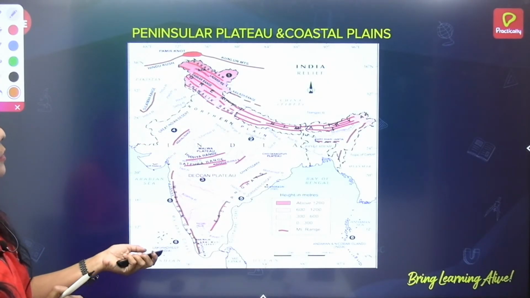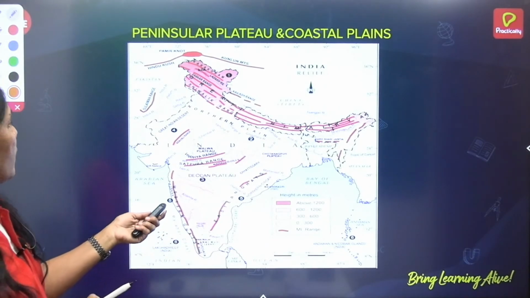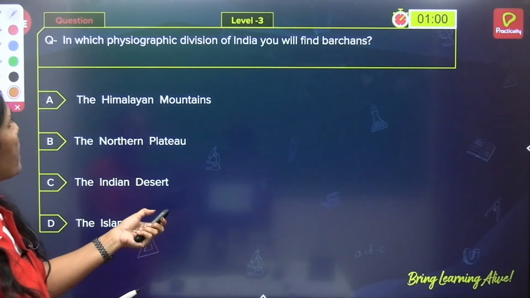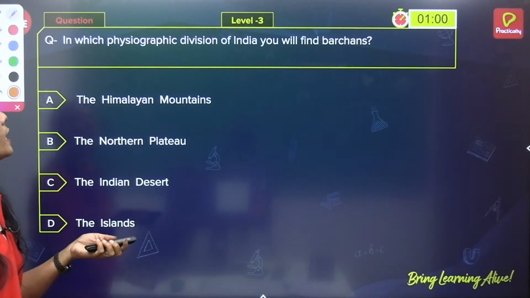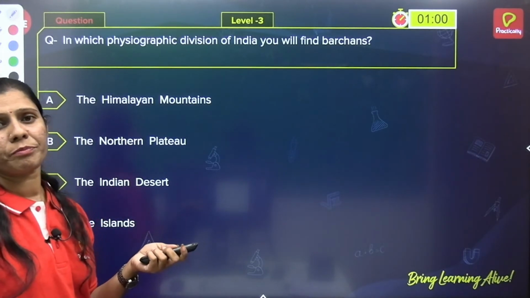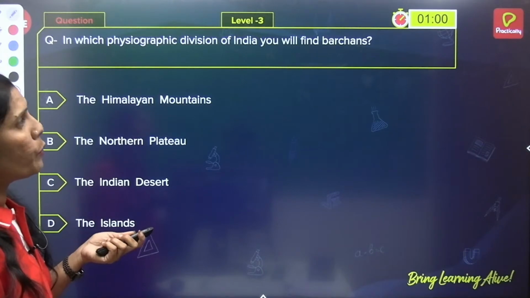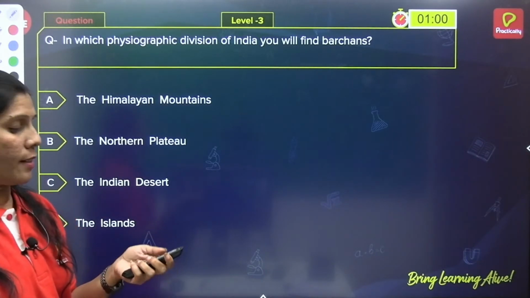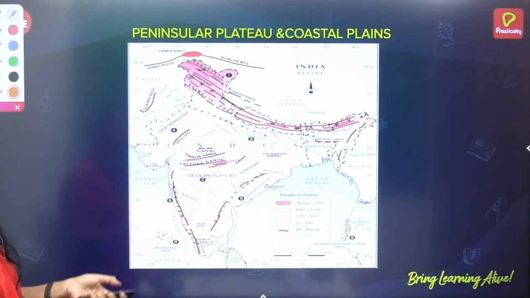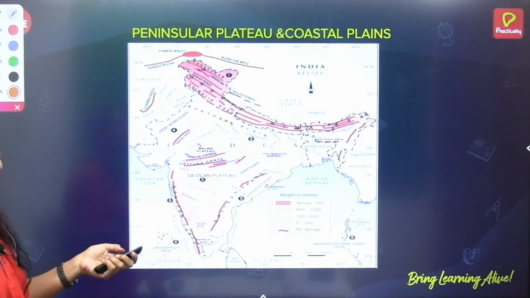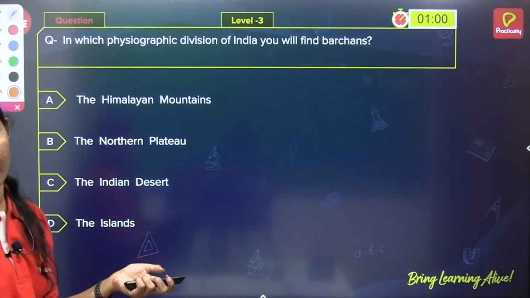That's the peninsular plateau and the coastal plains. Before that, have an answer to this question. In which physiographic division of India will you find the barchans? Yes, in which of the physical features? Can you look over this map? Can you tell me in which of the landforms we find barchans?